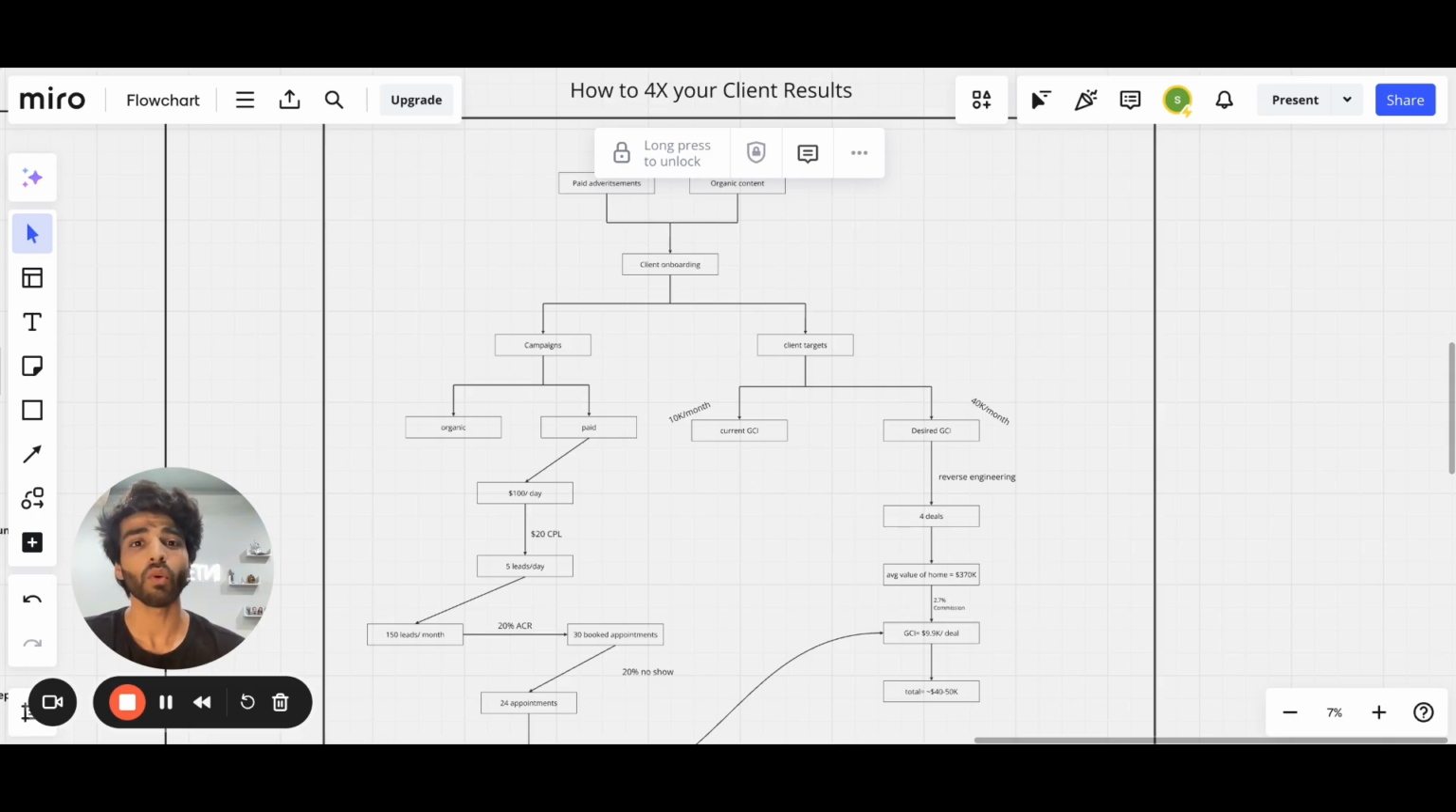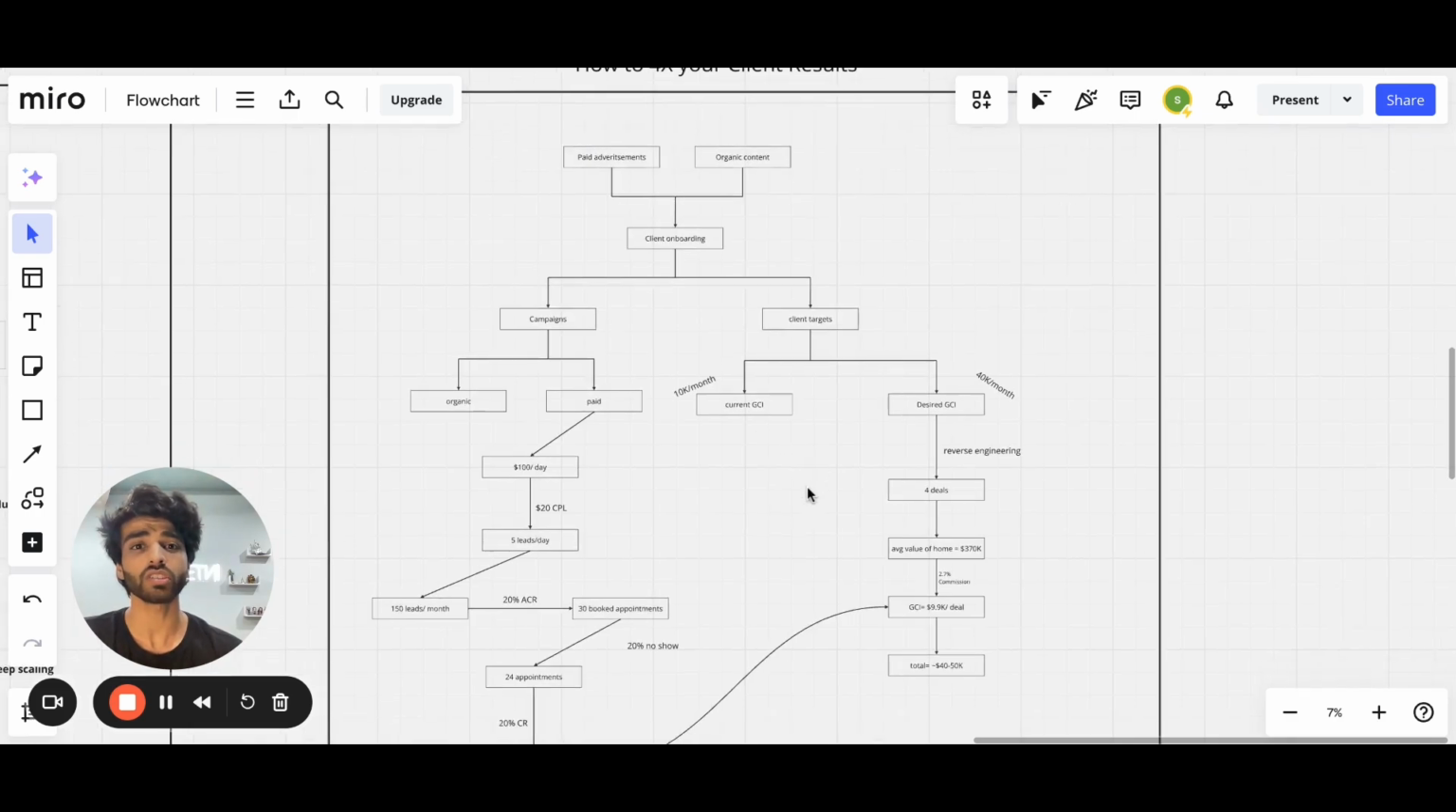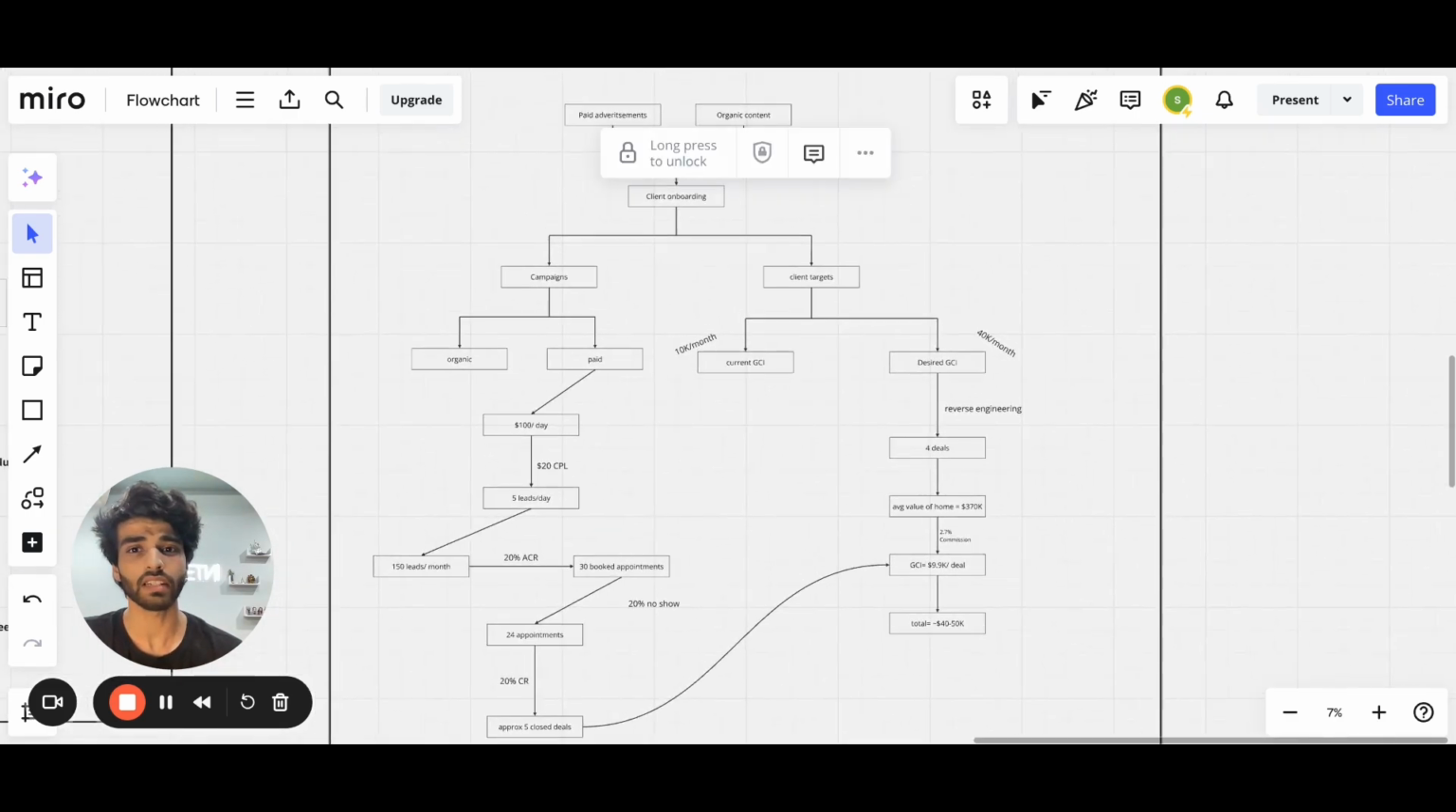We've seen this system work not just in affluent areas but across the board, no matter where our clients are located. Even if they're at the lower end of the spectrum, the process still works. The key is understanding your average GCI, implementing strong systems, and nurturing leads properly to ensure you're converting at a very high rate.